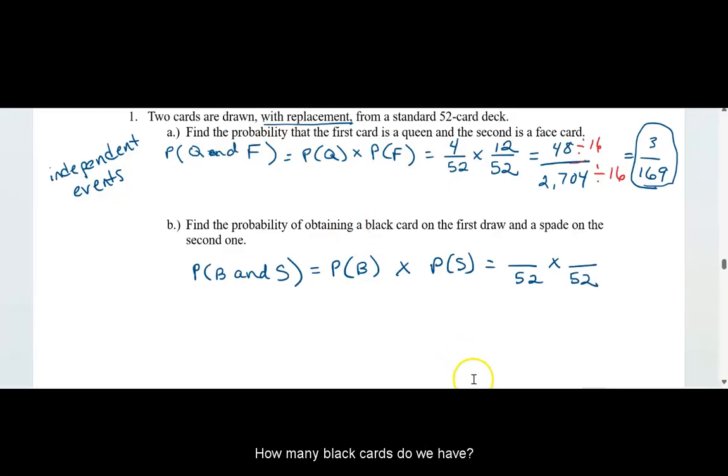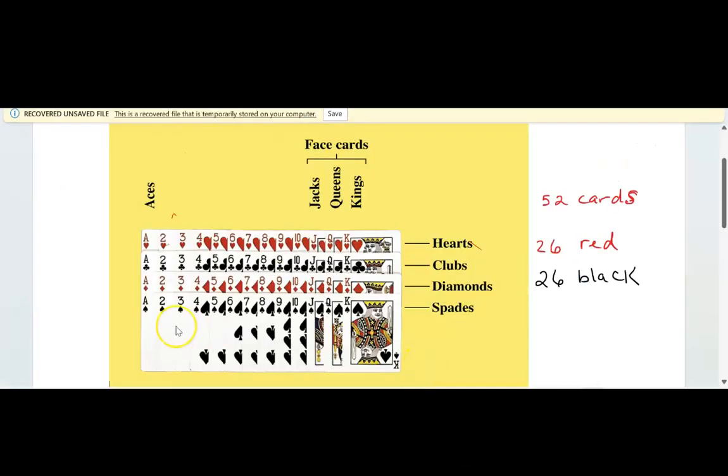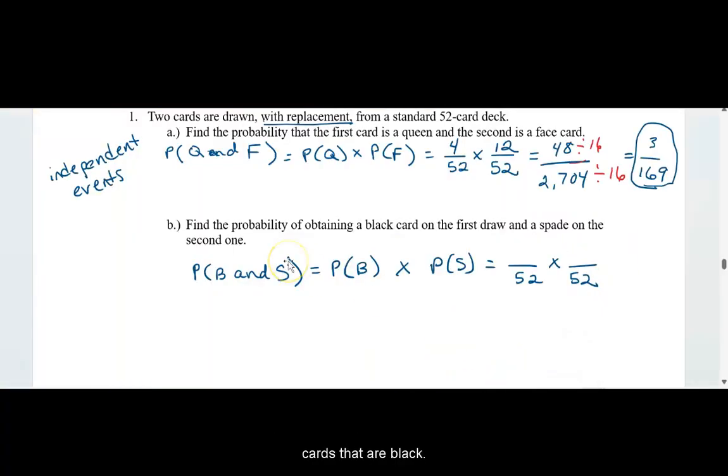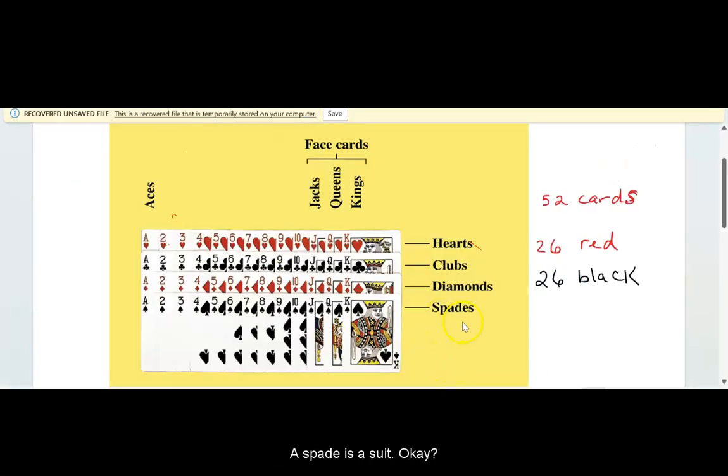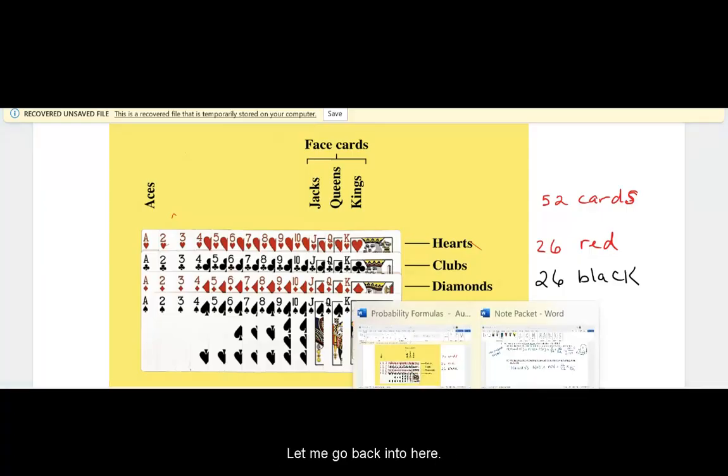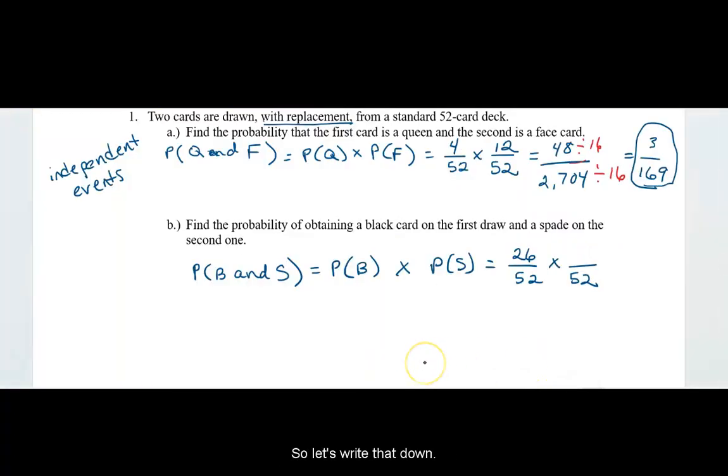How many black cards do we have? Let's go back into that picture. And notice right here we wrote down there are 26 cards that are black. So we're going to put 26. How many are spades? All right, a spade is a suit, that's what we call the suit, spades. And there are 13 of every suit. So there would be 13 spades. So let's write that down.